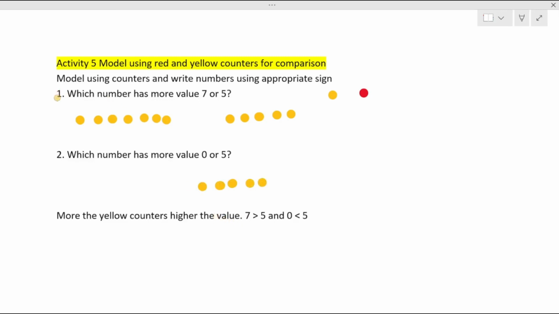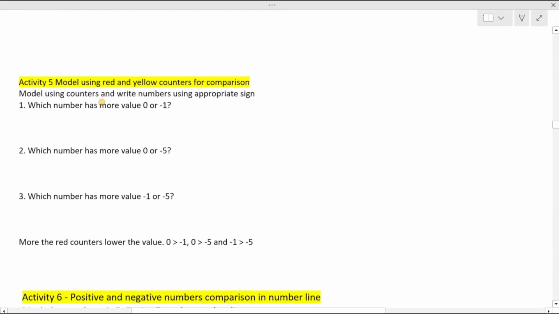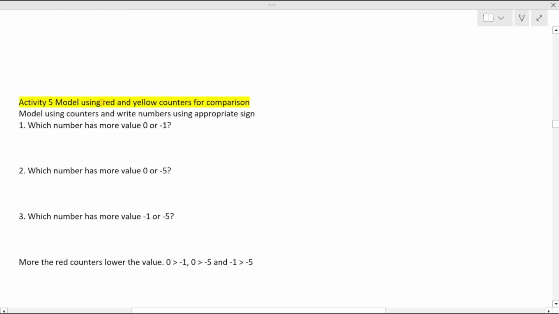So what does it mean? The more yellow counters, the higher the positive value, and the actual value is also more. So 7 is greater than 5 and 0 is less than 5. Now, with this basic understanding, let's start by representing 0 and minus 1. On one side you don't have anything, on the other side you have a minus 1. As you go down the scale, you have nothing and you need to pay something. So who is in a better position? The one who has nothing is in a better position.